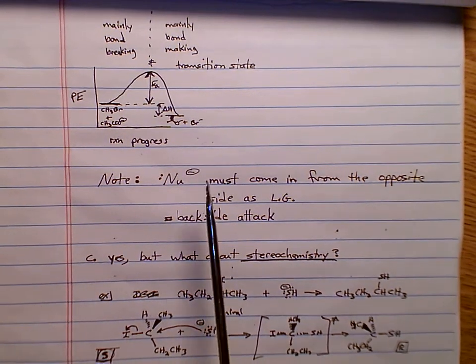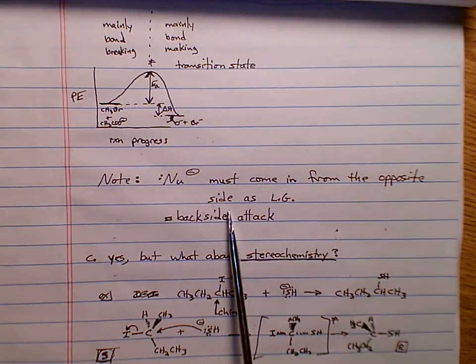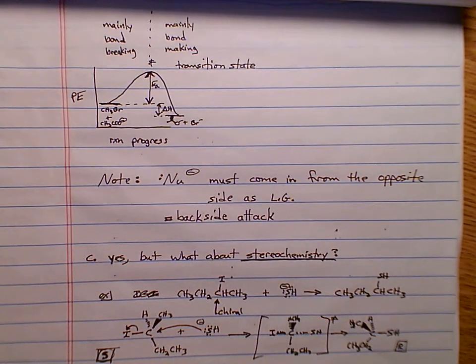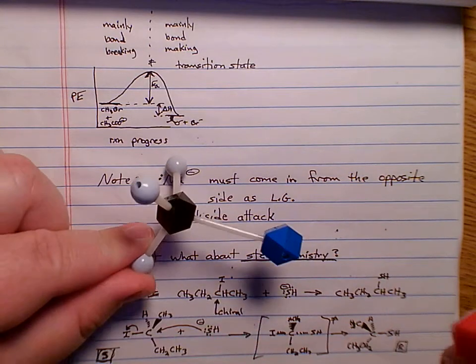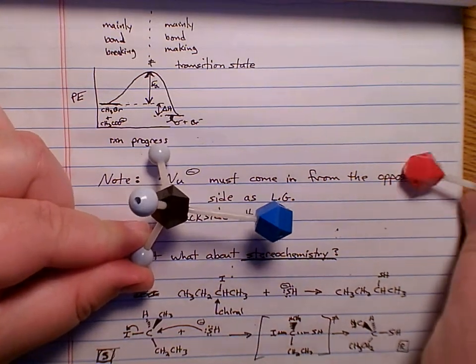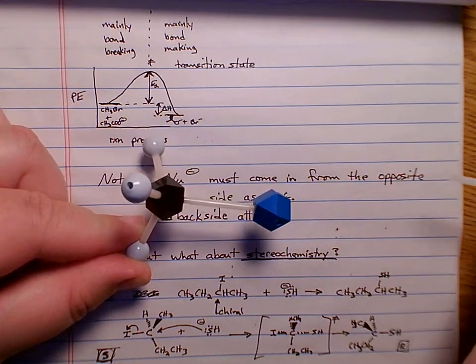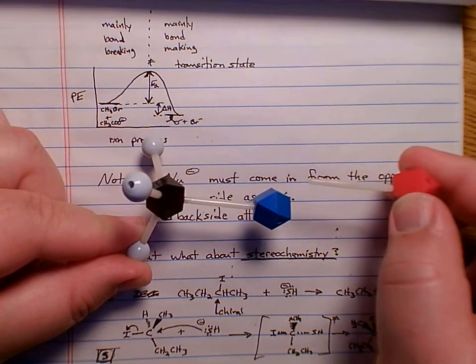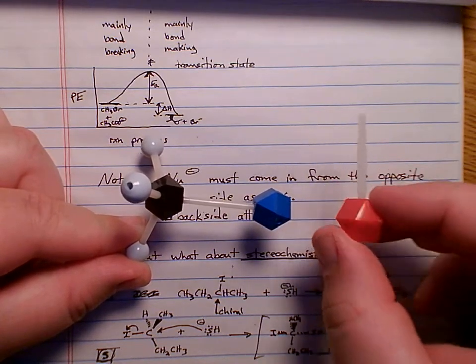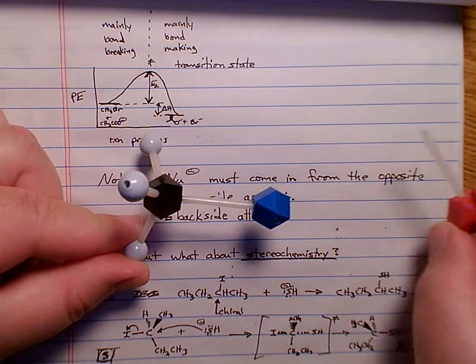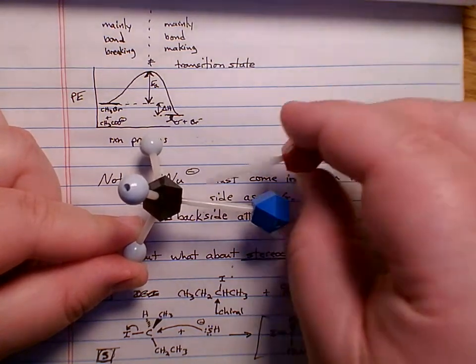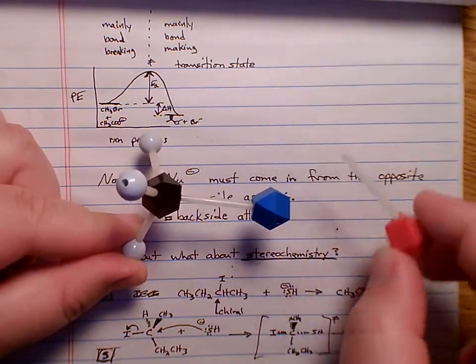Okay. But note, as we said before, the nucleophile must come in from the opposite side as the leaving group. We call this backside attack. Question: why can't the nucleophile come in from the same side as the leaving group? Well, it's actually kind of obvious. If the nucleophile is trying to come in this direction, it's going to run into the leaving group. If the nucleophile is coming in from the same side, the leaving group can't leave. It's got to be able to leave. The nucleophile would be blocking it if it was coming in from any direction over here.